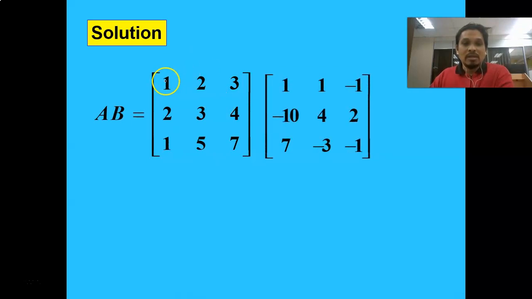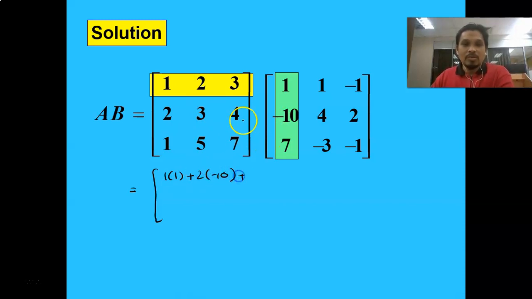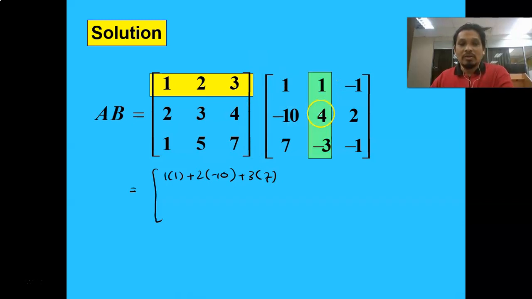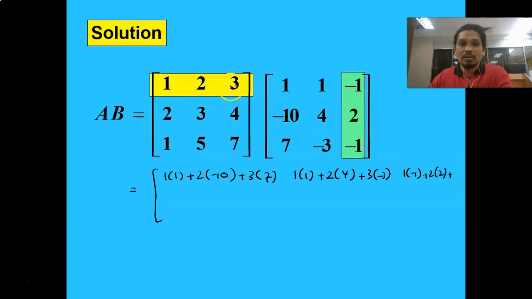we multiply every single element in the first row with the elements in the first column: 1 times 1 plus 2 times negative 10 plus 3 times 7. Then multiply with the element in the second column: 1 times 1 plus 2 times 4 and 3 times negative 3. Next is the first row multiplied with the element in the third column here: 1 times negative 1 plus 2 times 2 plus 3 times negative 1.